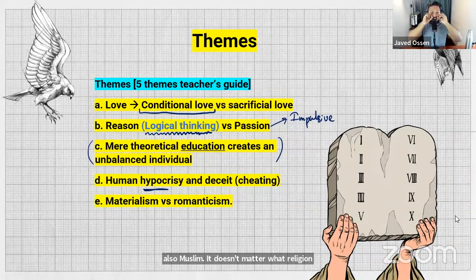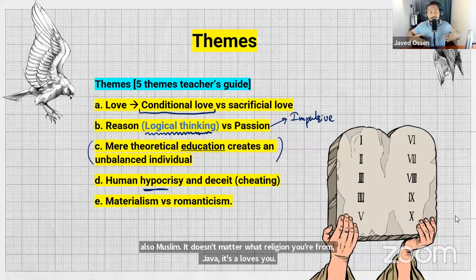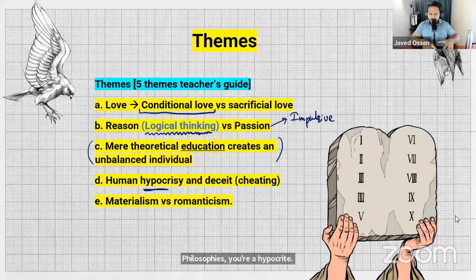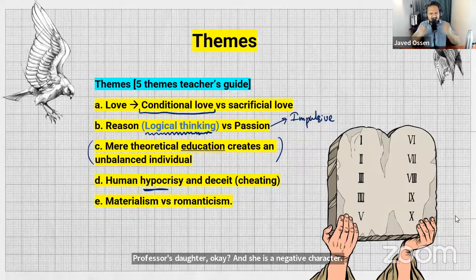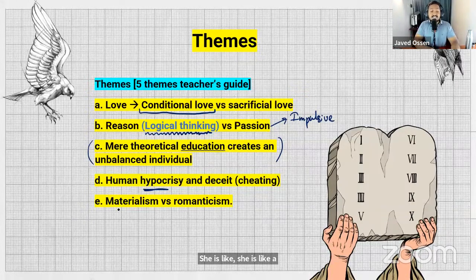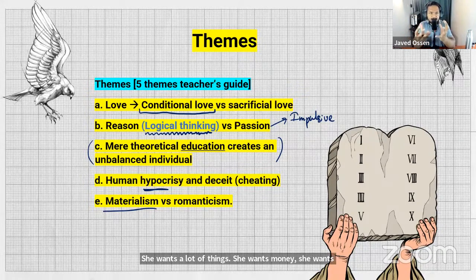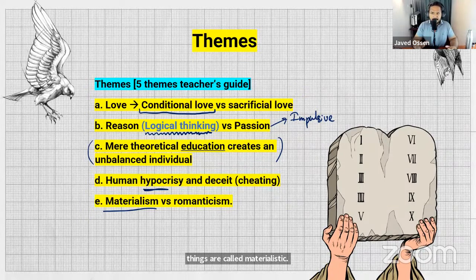As I was saying, so if you are going against your own philosophies, you're a hypocrite. In The Nightingale and the Rose, there is a professor's daughter, okay? And she is a negative character. She is a selfish and materialistic character. What do you mean by materialist? She wants a lot of things. She wants money. She wants jewels. People who want a lot of things are called materialistic. You're right, Zia. She's even self-centered. But mainly, she is a materialistic girl. She wants valuable things to make her happy.